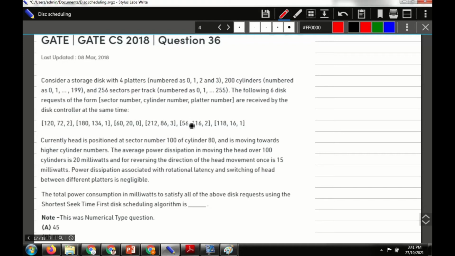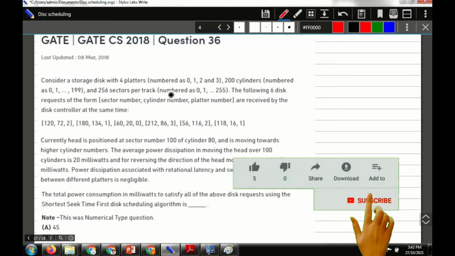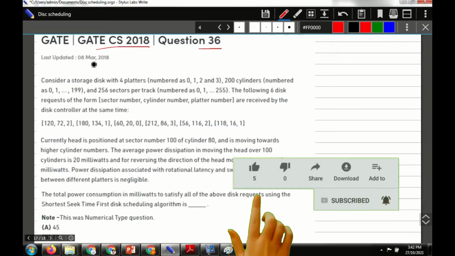Hello. So in the last lecture we studied disk scheduling algorithms, and here we will study one example based on the disk scheduling algorithms that was asked in the GATE examination. This example was asked in GATE 2018, question number 36. Now let us read this example.